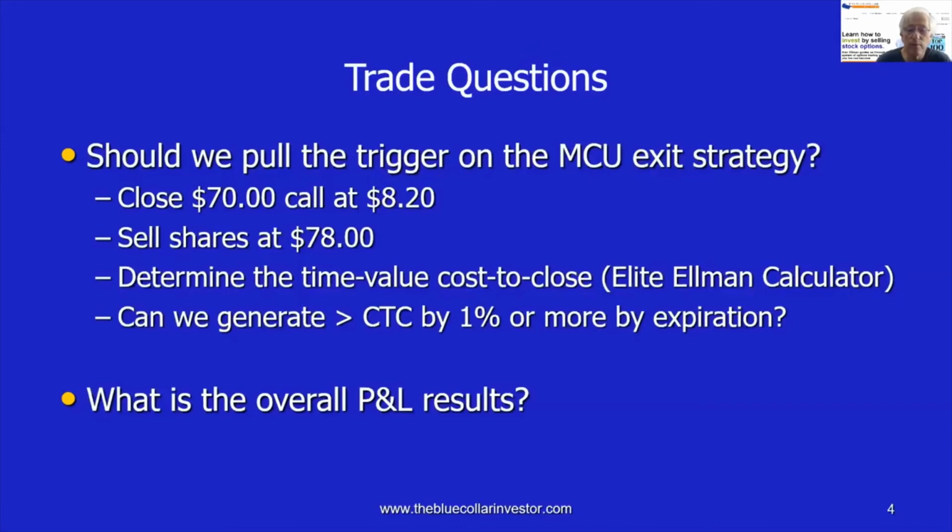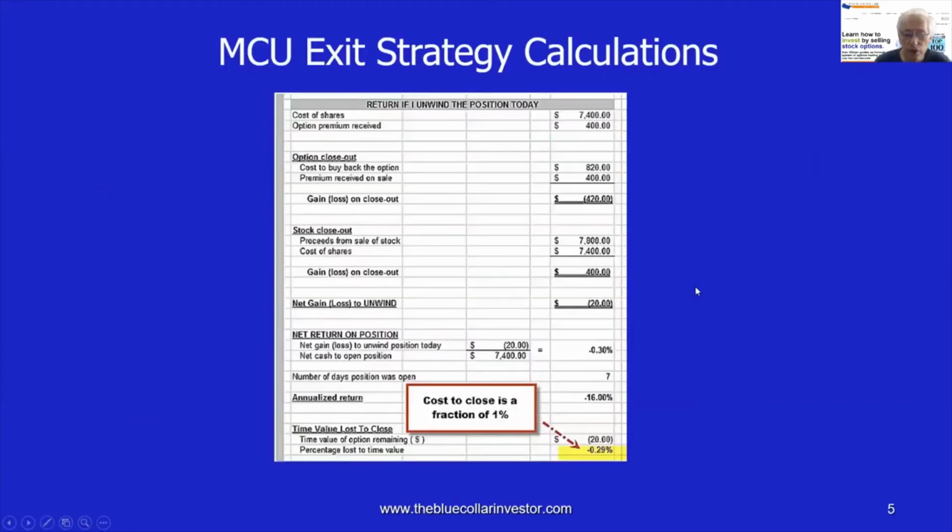Now, can we generate more than 1% more than that by expiration Friday? And then we also want to ask ourselves, what is our overall profit and loss at that point in time? So let's feed this information into the Unwind Now tab of the elite version of the Ellman Calculator. And the results come in the spreadsheet on the right side. And it tells us that, of course, 20 cents converts to $20 per contract. And that represents a time value cost to close of 0.29%, way less than 1%.